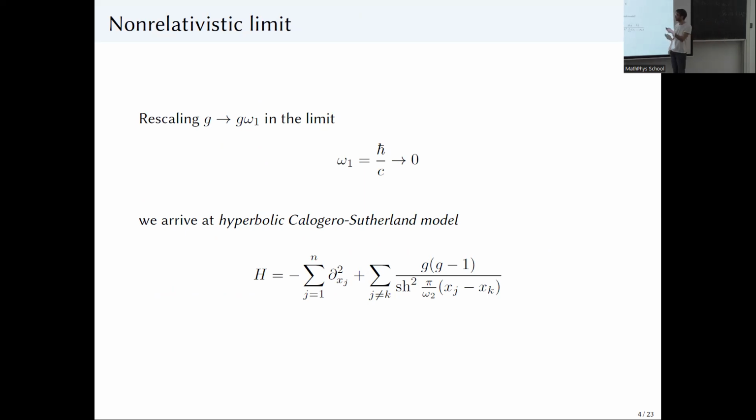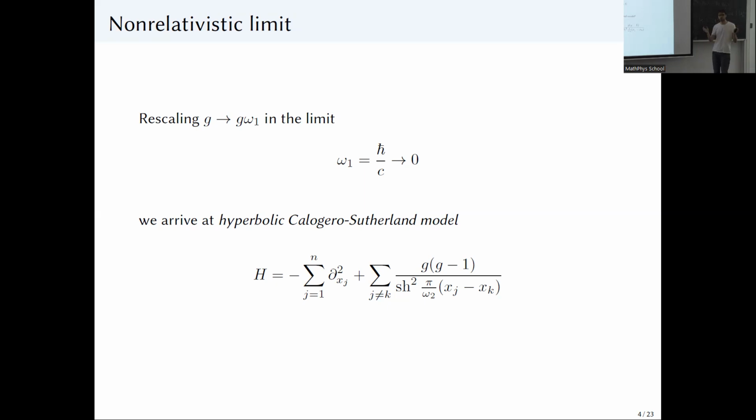And also he proved that in the special limit, when we rescale the coupling constant by omega1 and tend this omega1 to 0, the model which we have descends to some different model, which is called the hyperbolic Sutherland model. This limit is usually called non-relativistic because in the original physical interpretation of this model, this omega1 parameter was proportional to the coupling constant divided by the speed of light. So when the speed of light tends to infinity, we have omega1 tends to 0.